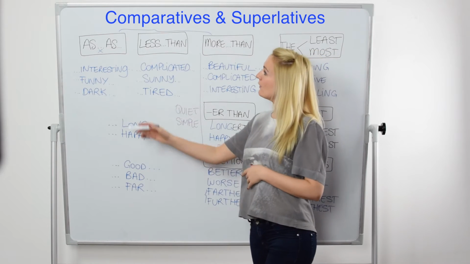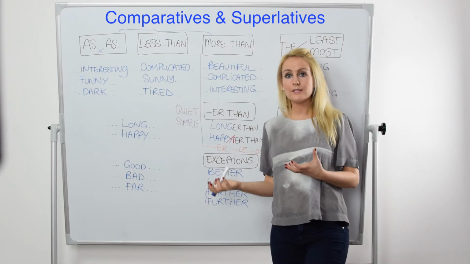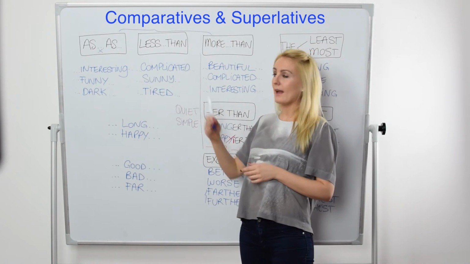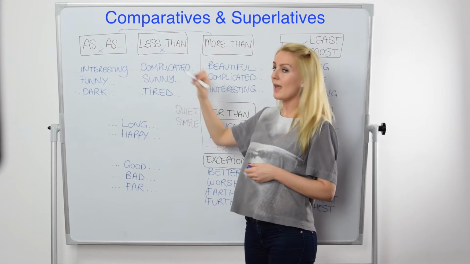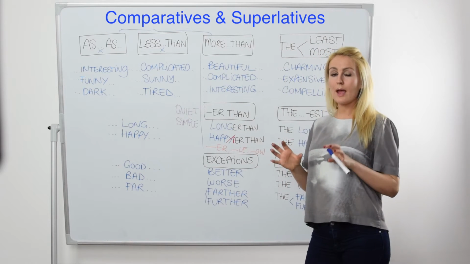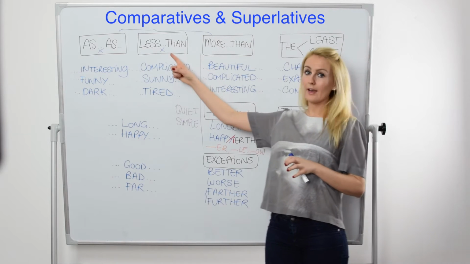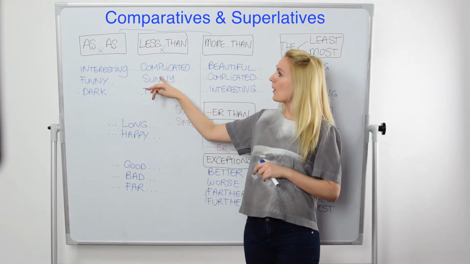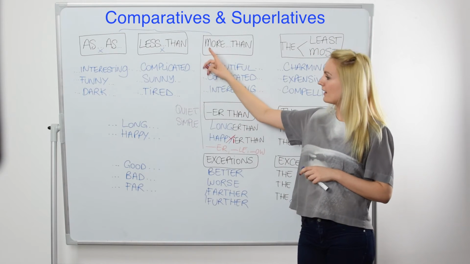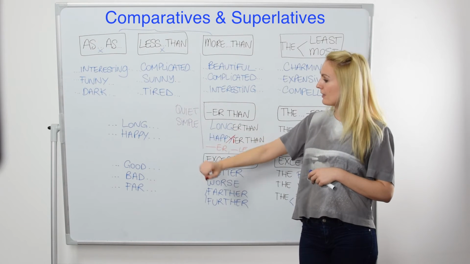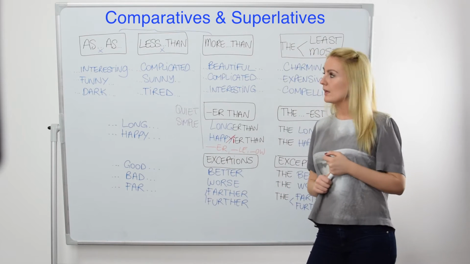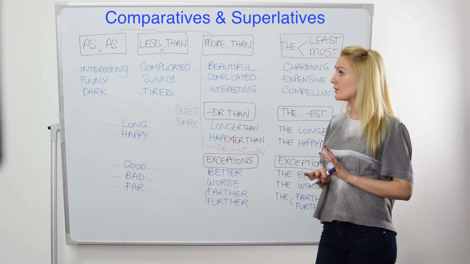If, however, I want to stress that something has a quality which is inferior to another thing's quality, then I'm going to use less than. I place my adjective between less and than, and I stress that one of the two elements that I'm comparing is inferior to the other. It is less complicated than, less sunny than, less tired than, less long than, less happy than, less good than, less bad than, and less far than. So there are no irregularities there, it's quite straightforward.